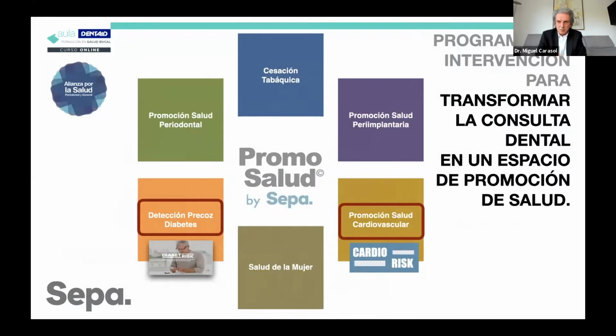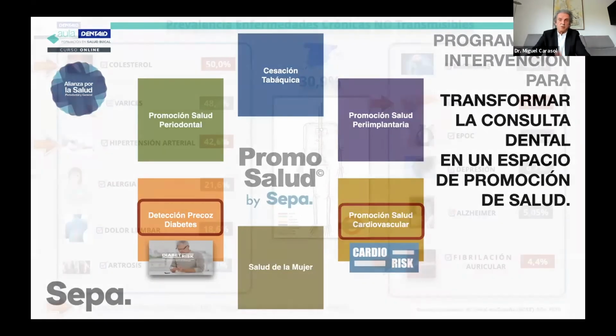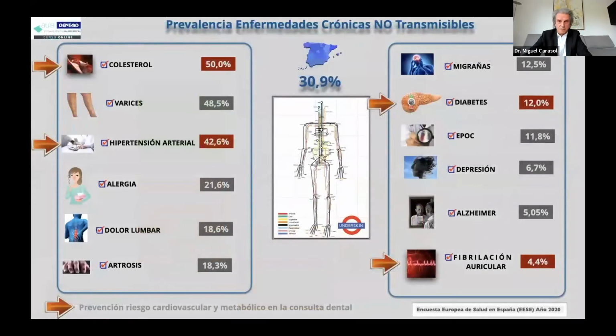This is called Promo Salud by SEPA. And here you can see different aspects: promotion of periodontal health, peri-implant health, women's health, smoking cessation programs. Today we want to present also the options we have for the early detection of diabetes and pre-diabetes and the promotion of cardiovascular health, because these are two very important groups of pathologies, as you know. And this is what I want to explain with the slide.